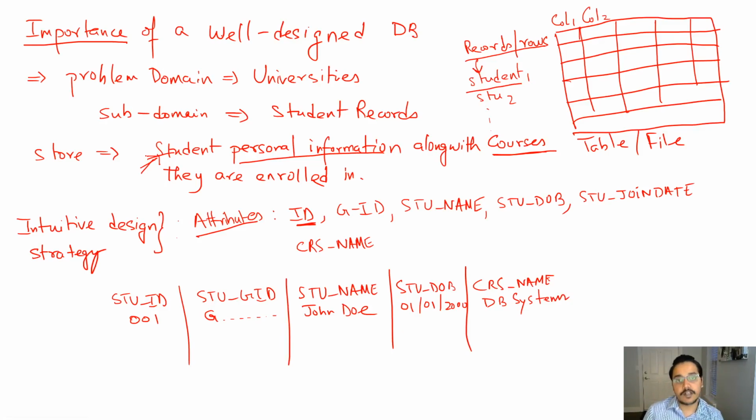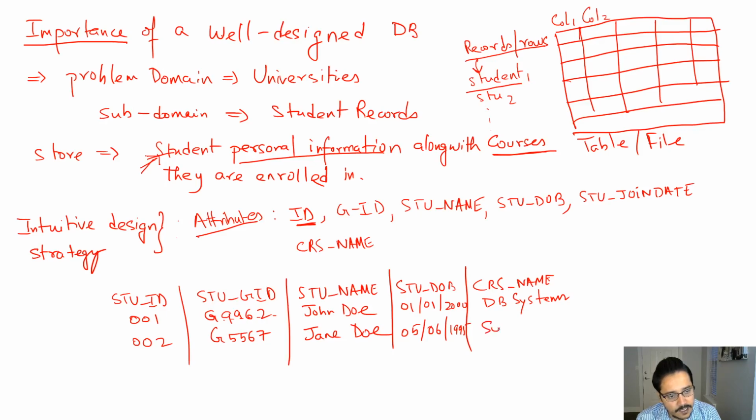And then you can have another student. Let's give them some dummy values as well. So it could be G5567. Let's give it some value as well, 9962. And this could be Jane Doe. And then she could be 5695, something along these lines. And then let's say the course name is System Administration, sysadmin.